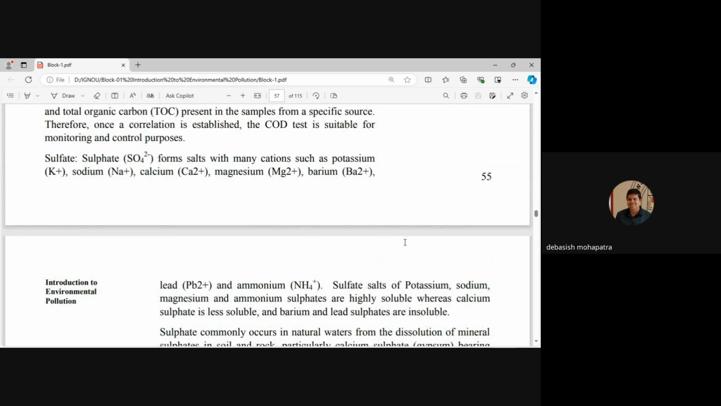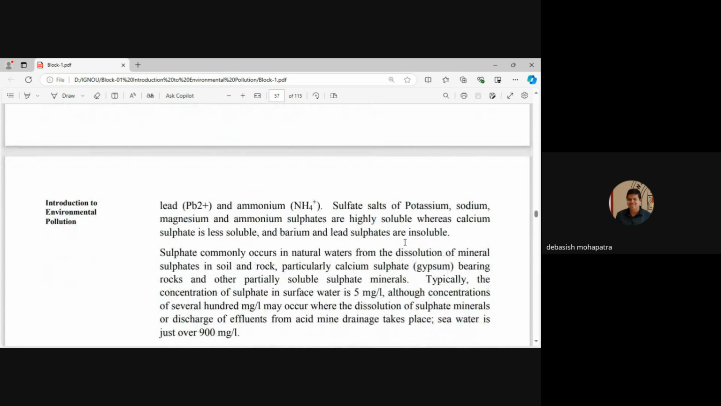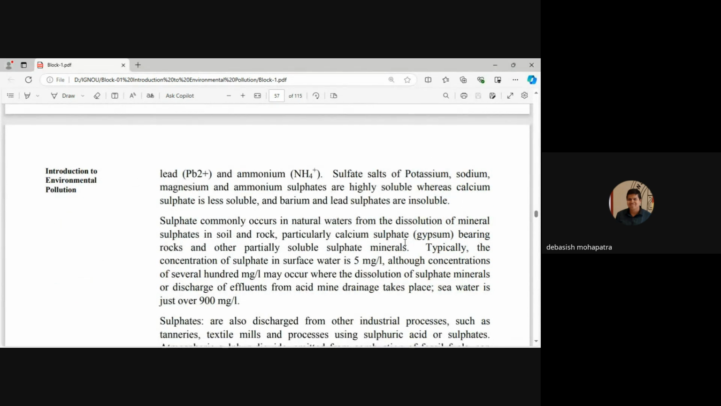Then sulfates are a form of salt, mainly with cations such as potassium, sodium, calcium, magnesium, barium, lead, and ammonium. Sulfate salts of potassium, sodium, magnesium, and ammonium are highly soluble, whereas calcium sulfate is less soluble, and barium and lead sulfate are insoluble.